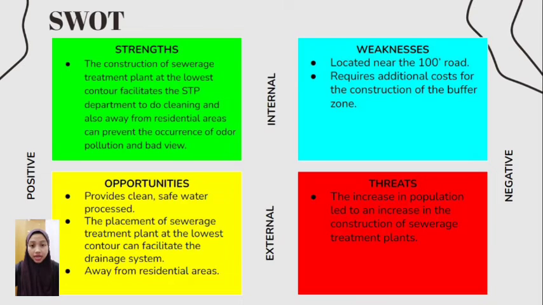For the weakness, the STP is located near the road. It requires additional cost for the construction of the buffer zone. And the last one is for the threat. The increase in population leads to an increase in the construction of sewage treatment plants.